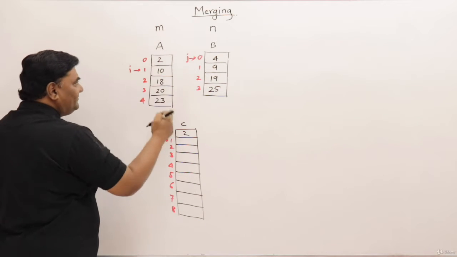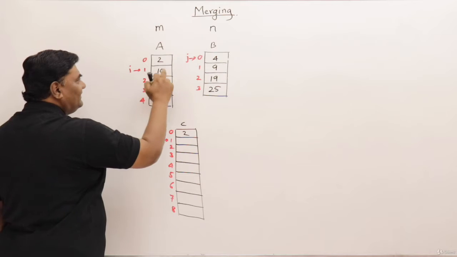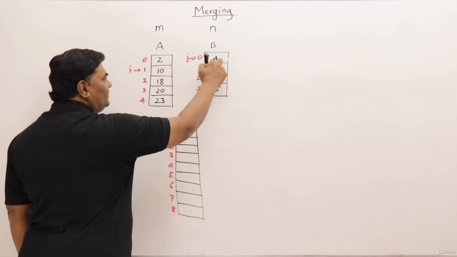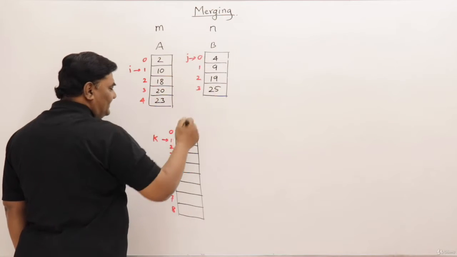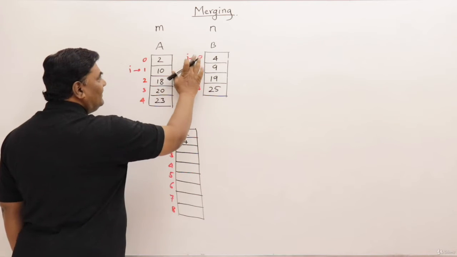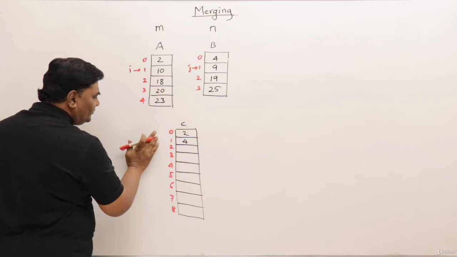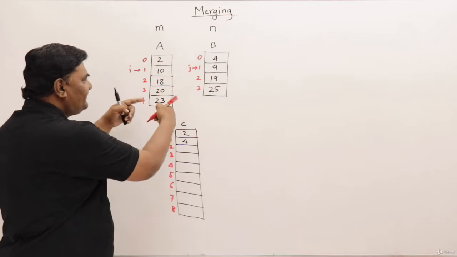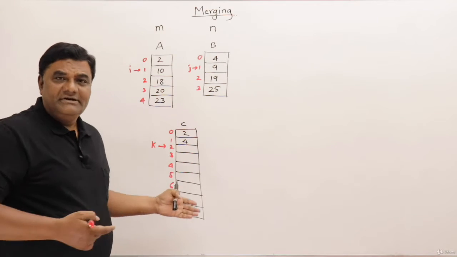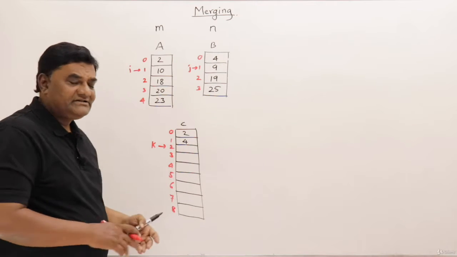Now one element is copied from here. Now again compare A of i with B of j. Now this time B of j is smaller. Copy that element 4. Now j will move to the next element. Then k will also move to the next element. In this way we will copy all the elements here. So I'll copy the rest of the elements.